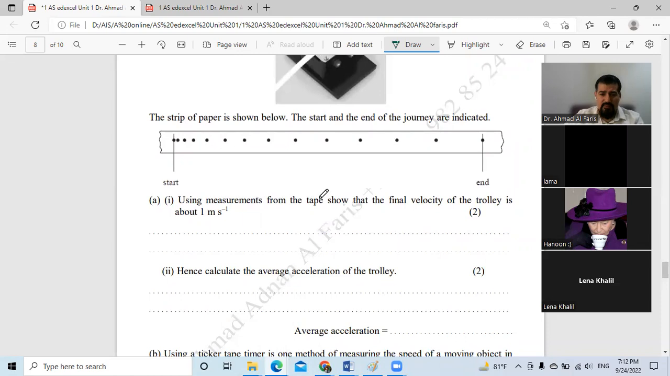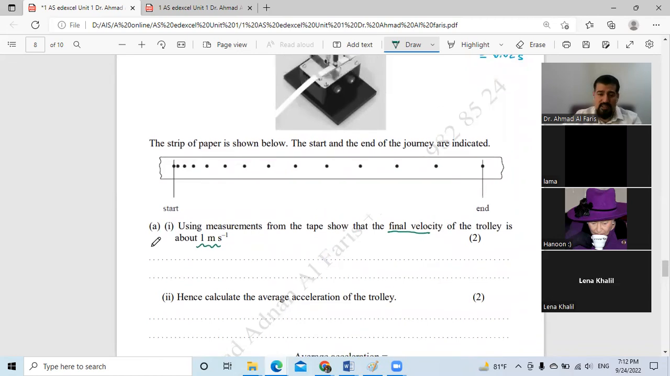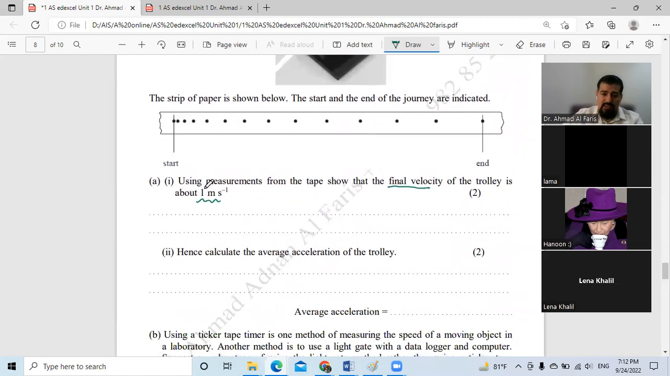Using measurements from the tape, show that the final velocity of the trolley is about 1 meter per second. Whenever they give us a value and ask us to show, that means I'm going to use this value in the next part, even if I don't know how to answer it. If I don't know how to get this answer, my answer is supposed to be 1, and we are going to use it in the next part, or maybe later on.